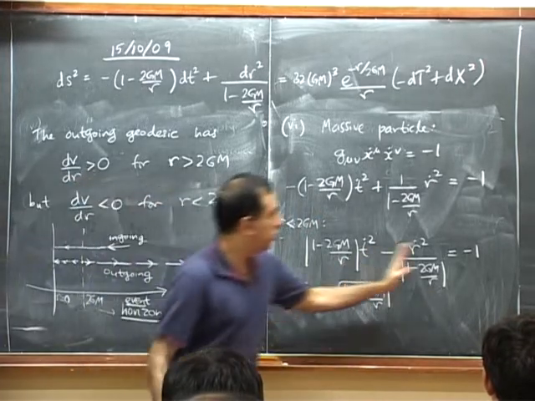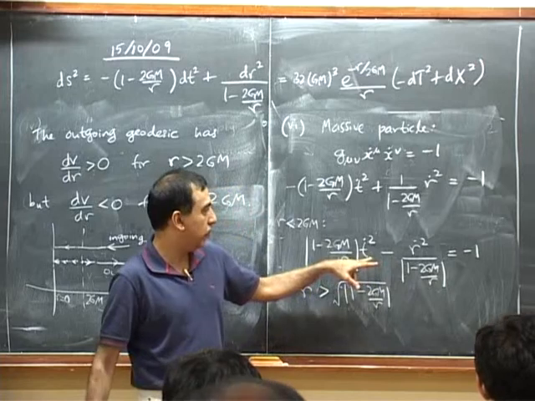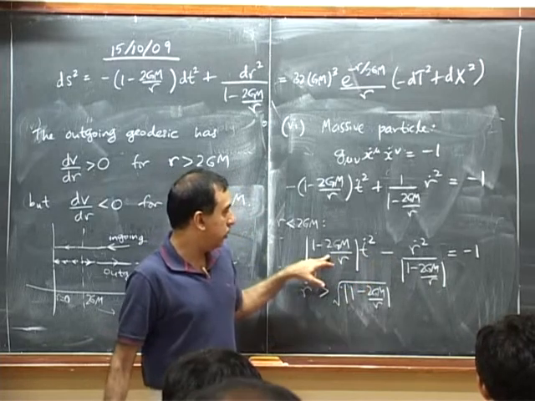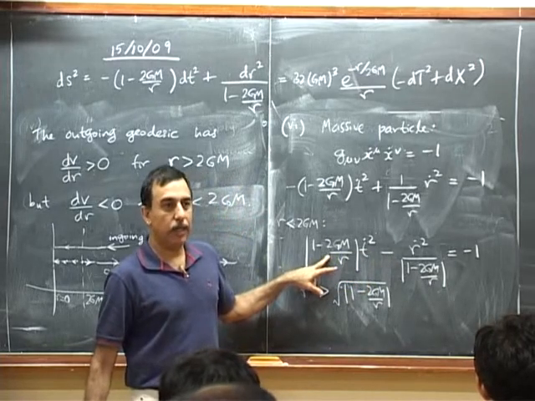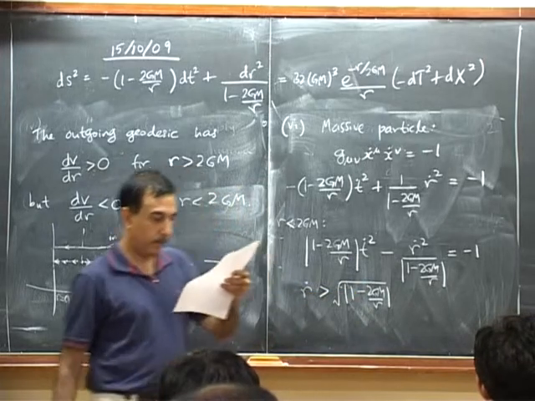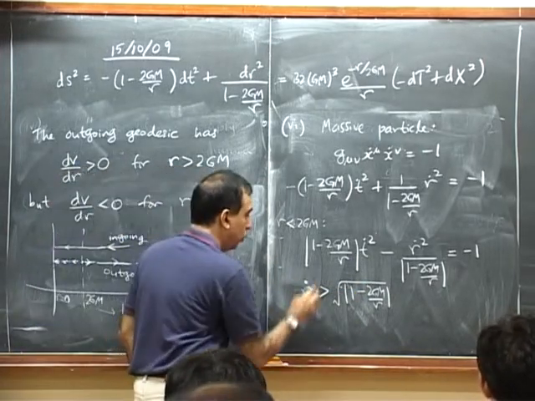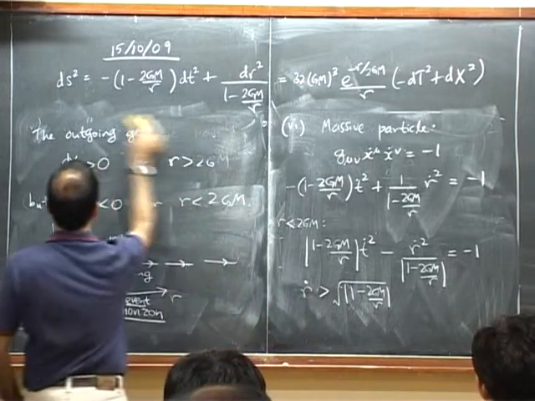I take this to the other side, I bring 1 here, then I multiply throughout by 1 minus 2GM by R. And then I notice that this is a strictly positive term, so I can drop it to get a bound, and R dot is greater than that. Okay? And that's really the signal.